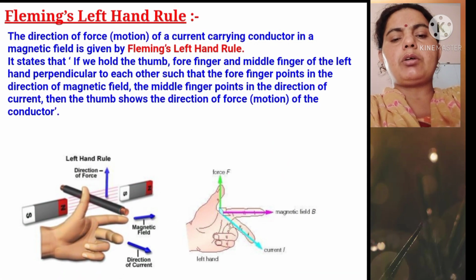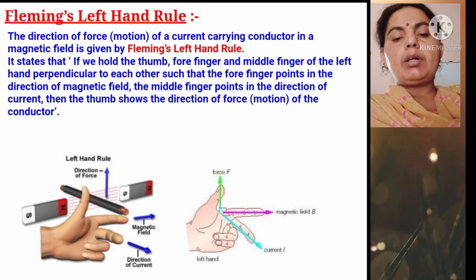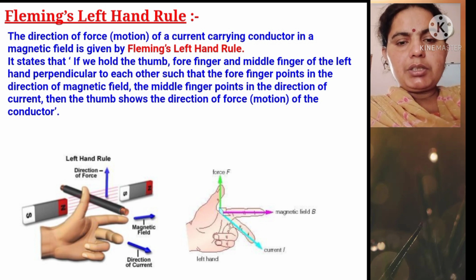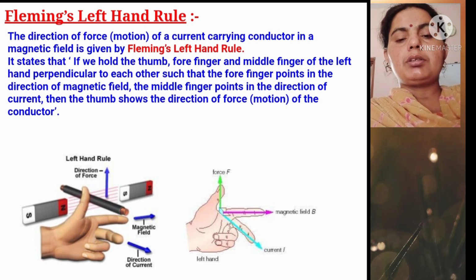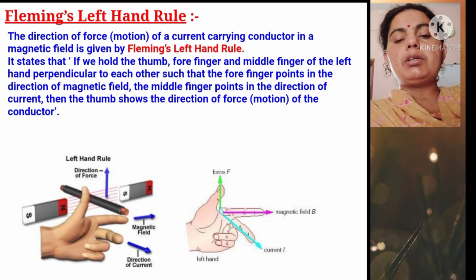Now, Fleming's left hand rule. The direction of the force on a current carrying conductor in a magnetic field is given by Fleming's left hand rule. It states that if we hold the thumb, forefinger and middle finger of the left hand perpendicular to each other such that the forefinger points in the direction of the magnetic field and the middle finger points in the direction of the current, then the thumb shows the direction of the force on the conductor. There are different types of arrangements of the current.